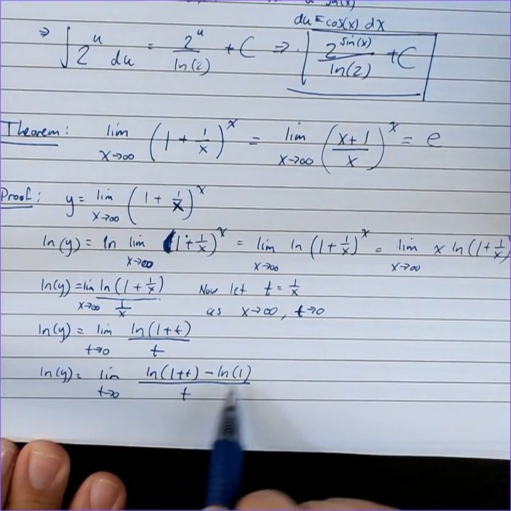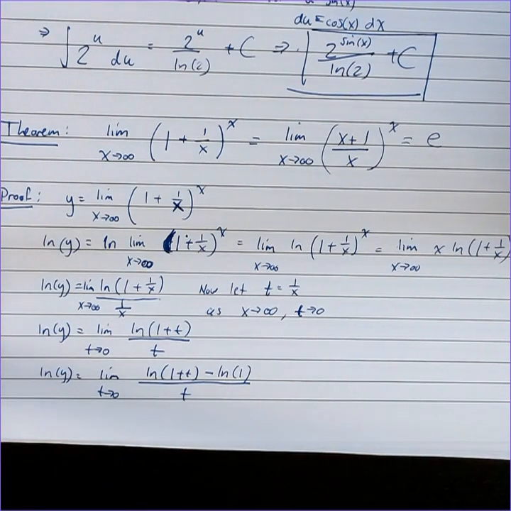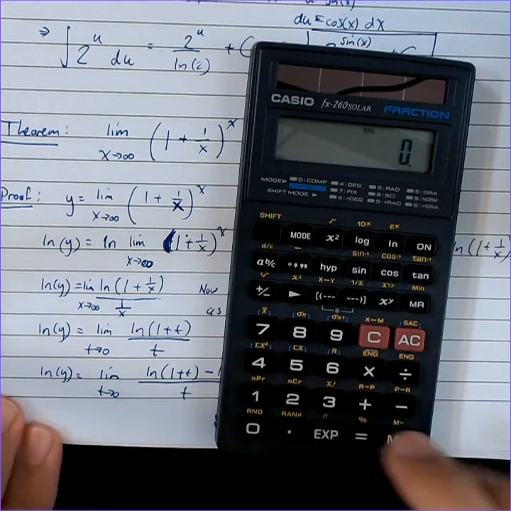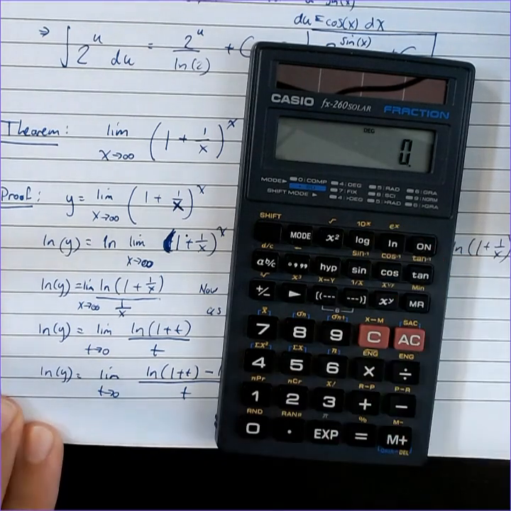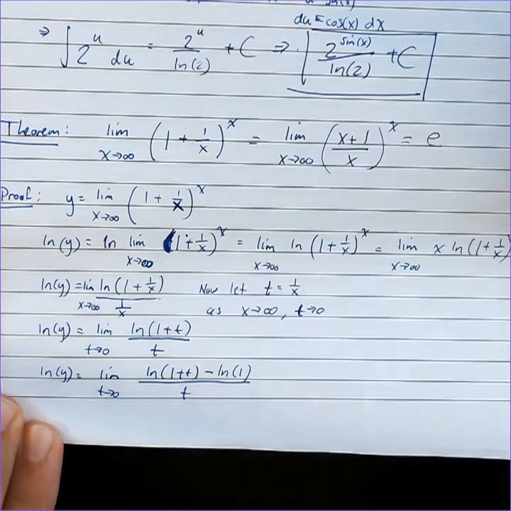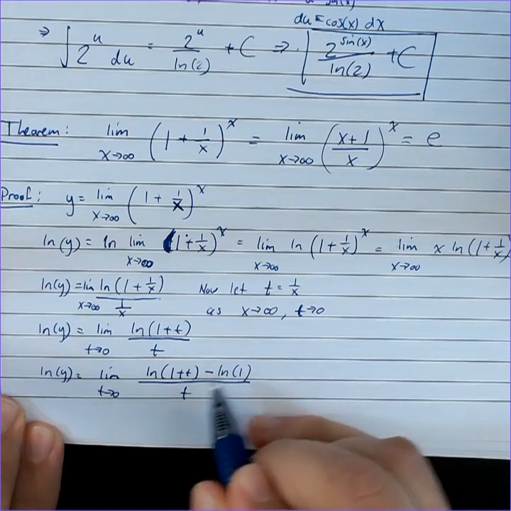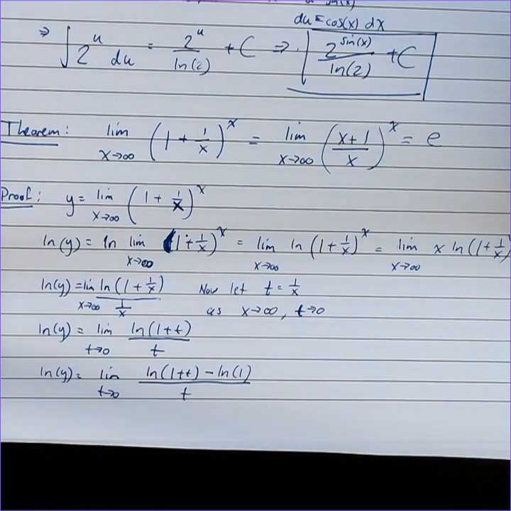Well, no. Remember, the natural log of 1 is equal to 0, right? That's something from algebra. The natural log of 1 is equal to 0, in case you didn't believe me. So here I subtracted 0. I guess that's allowed. I'm allowed to add or subtract 0 because it doesn't change anything.